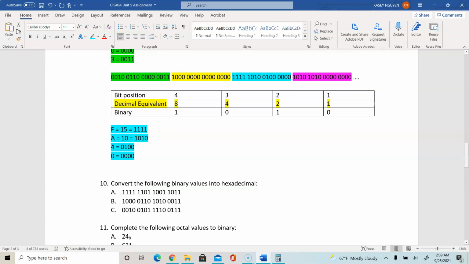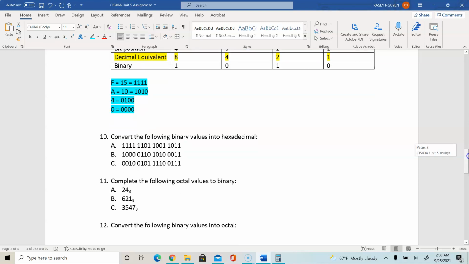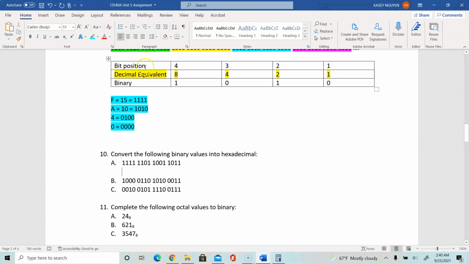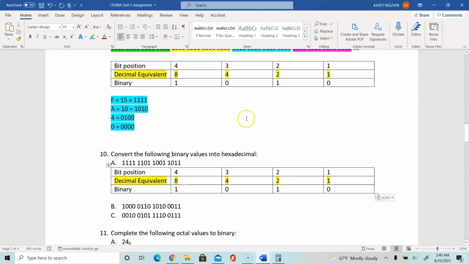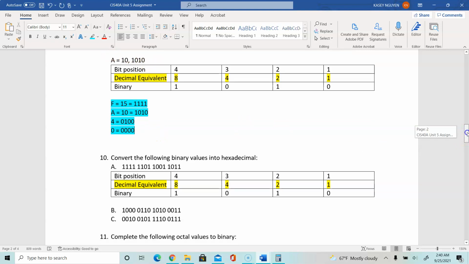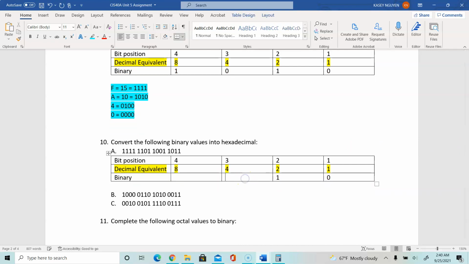Now, what if we go and convert it back? Okay, so I'm going to do the A for you. I'm going to copy this table with the bit position, decimal, and the binary. I'll put this as A is equal to 10. Now let's clear out our binary, and we would go through and check each one.